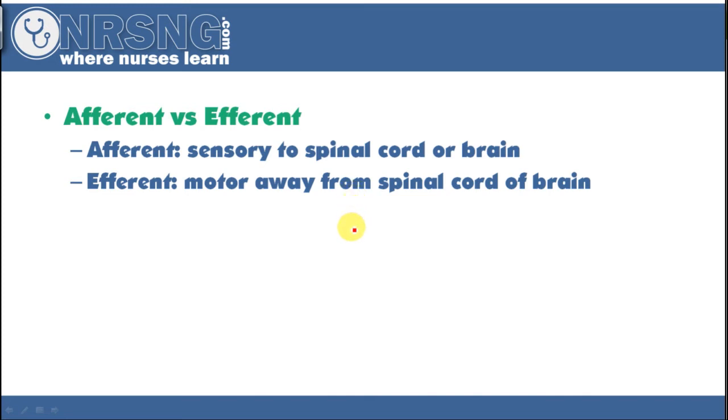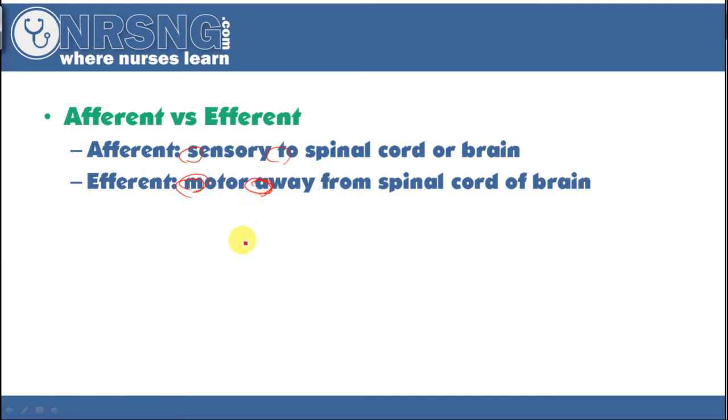So we have a couple different pathways that these impulses can travel, and this is by the direction of the impulse. We have afferent and efferent. Afferent impulses are sensory impulses, and they travel to the spinal cord or brain. Efferent impulses are motor, and they travel away. So afferent pathways mean a sensory impulse traveling to the spinal cord or brain. Efferent means it's a motor impulse traveling away from the spinal cord or brain.